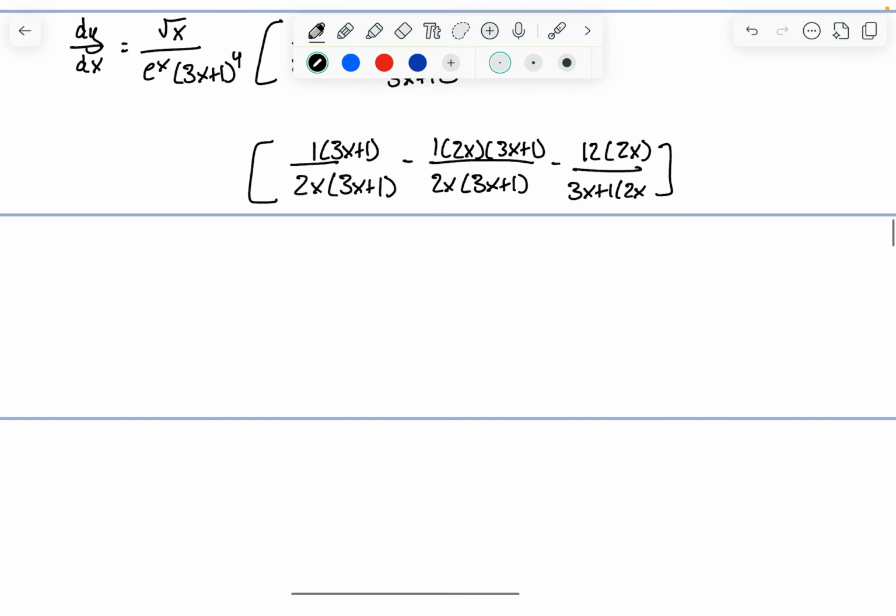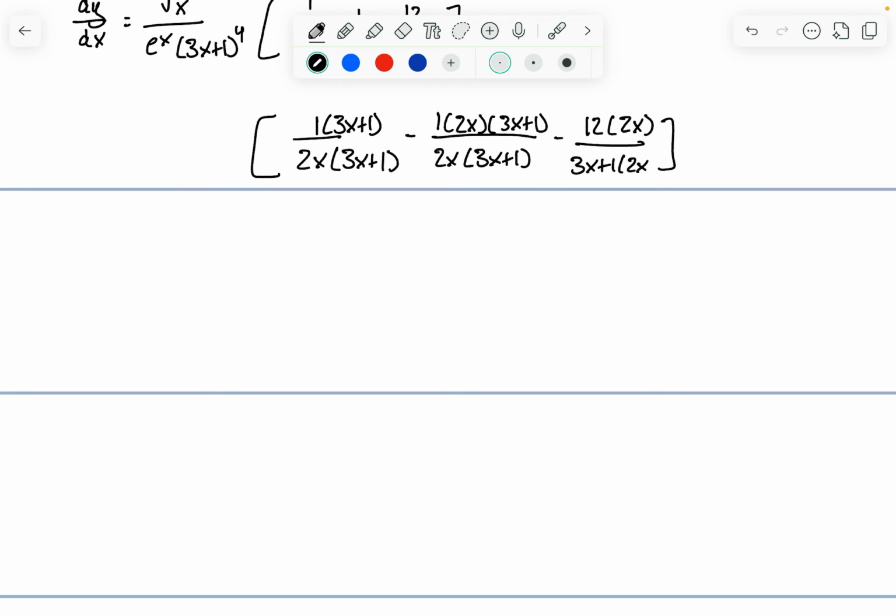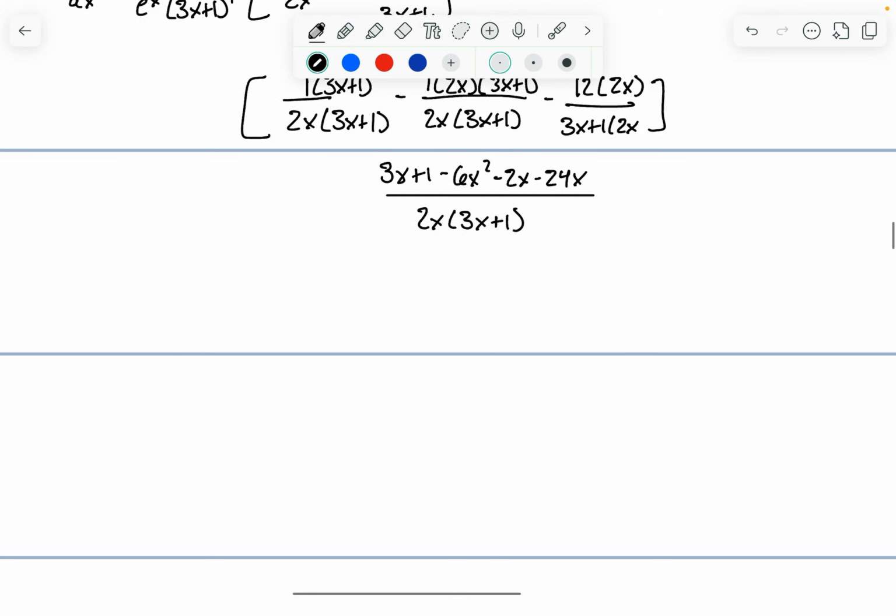So now we can just put them together, and it's going to look like this: 3x plus 1 minus 6x squared minus 2x minus 24x all over 2x times 3x plus 1. And we can just add these together, anything that subtracts each other or adds together, anything like that.